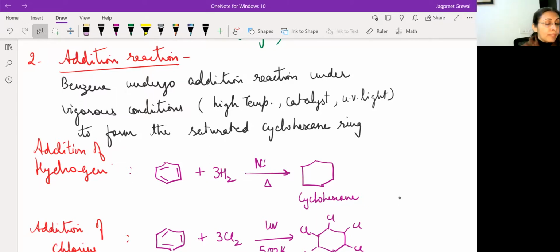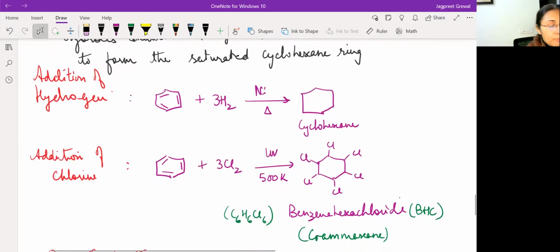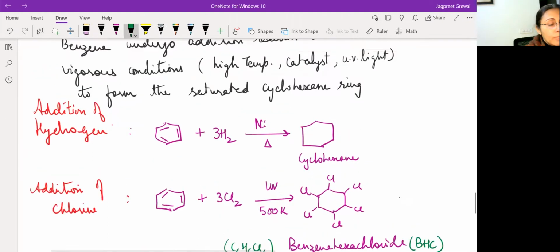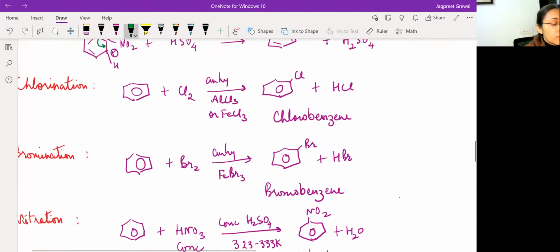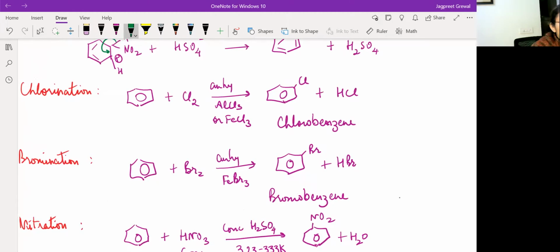For example, benzene undergoes hydrogenation when treated with nickel, and when heated to a high temperature, it forms cyclohexane. Similarly, it undergoes addition of chlorine, again in presence of UV light. So remember these reactions, this chlorination is done in dark. You must distinguish between these two. So this is generally carried out in dark. So in that case, you get substitution reaction.